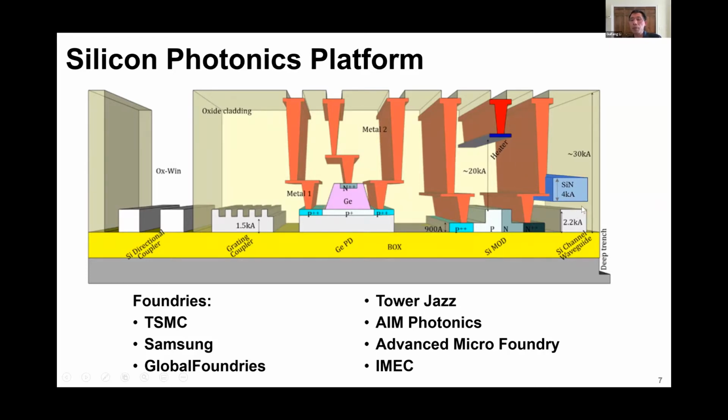On top of the silicon layer, there is a silicon nitride layer, which can also guide light. IMEC has a lot of PDKs, process development kits, for silicon, but they don't have anything on silicon nitride yet. And that's part of what our collaboration is about as well.